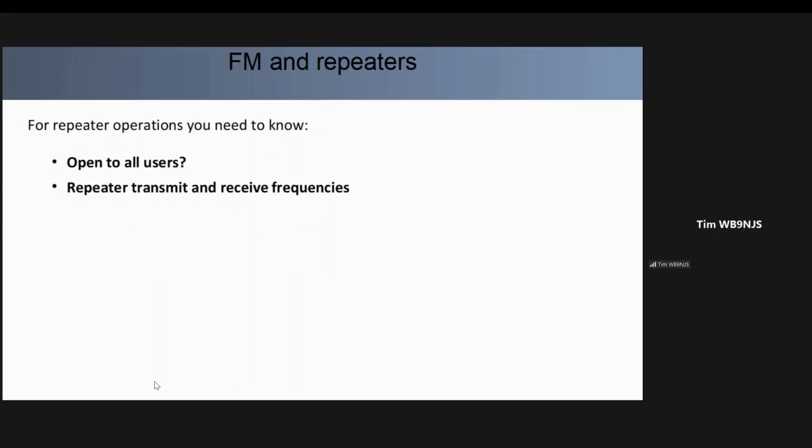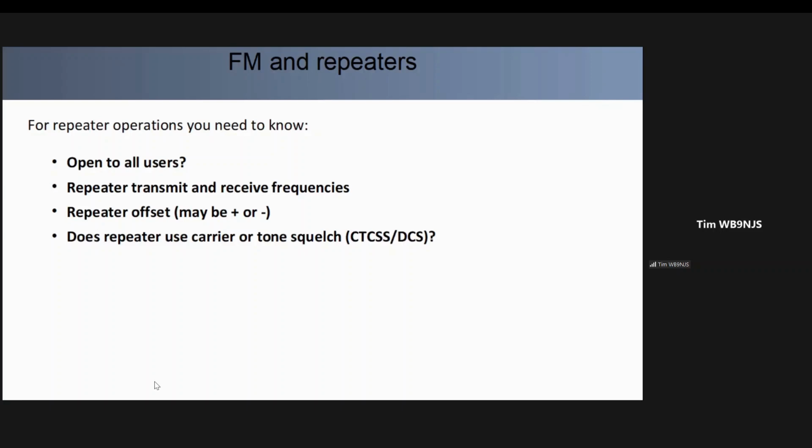The next thing you need to know is the repeater's transmit frequency. That's the frequency that your radio is listening on. And you'll need to know the repeater's receive frequency. That's the frequency that you transmit on and the repeater hears you on. That difference is known as the repeater offset. That repeater offset may be either above or below the transmit frequency, so it can be a plus or minus offset.